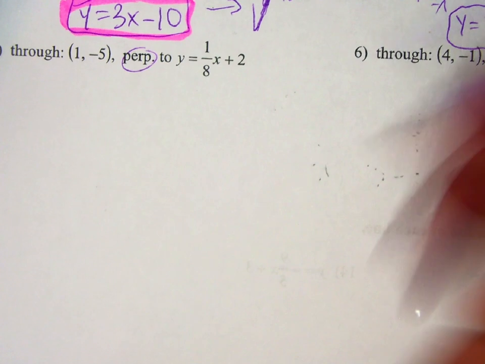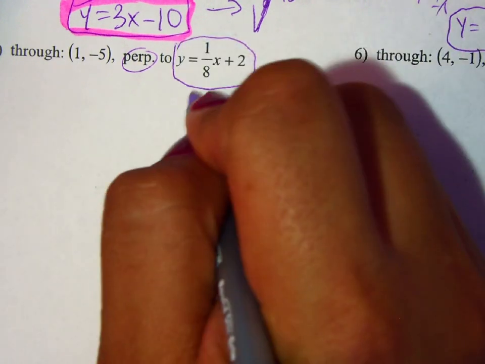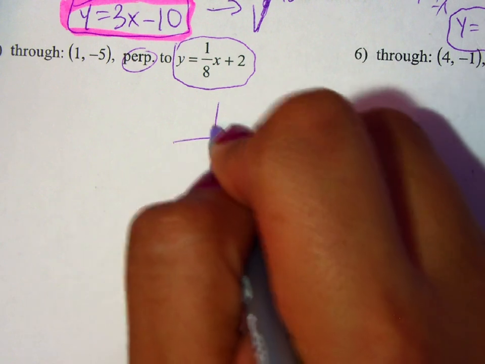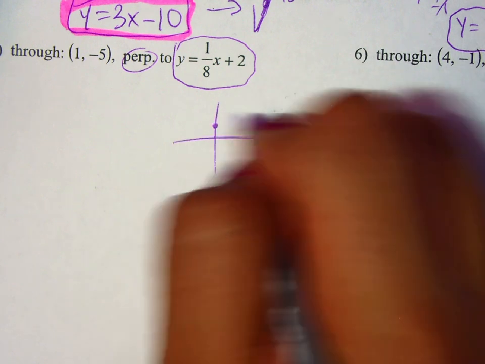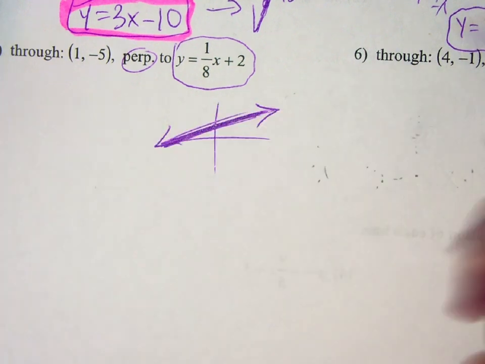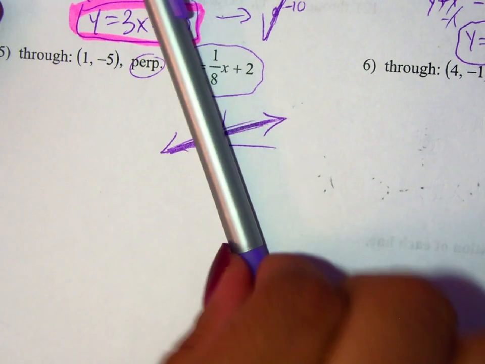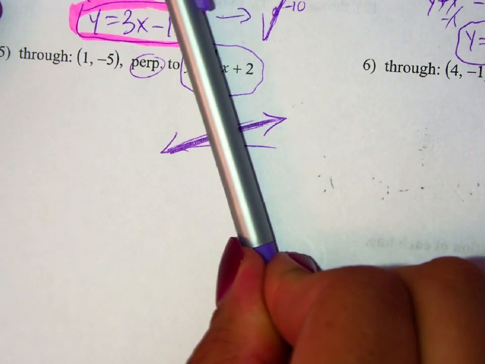So let's look at number 5. We have a perpendicular line to y equals 1/8 x plus 2. So if this is the line they give you, this is going to be like 1/8, so it's going to look like this. Perpendicular lines will have to be a different direction. So instead of going up, it has to go down, and then it has to be on an exact 90-degree angle.